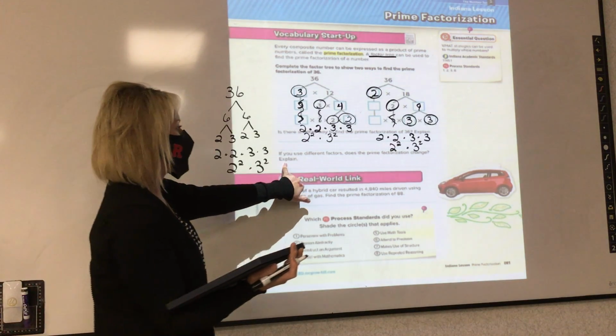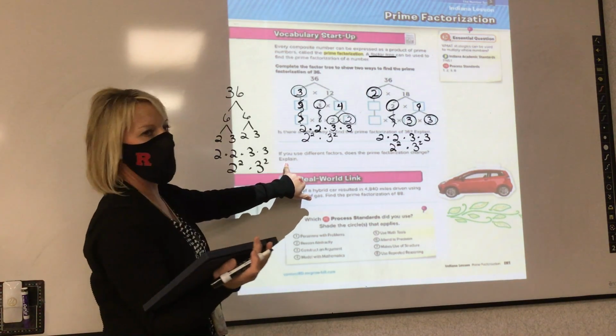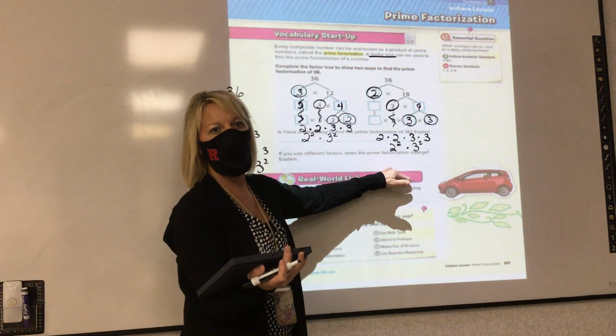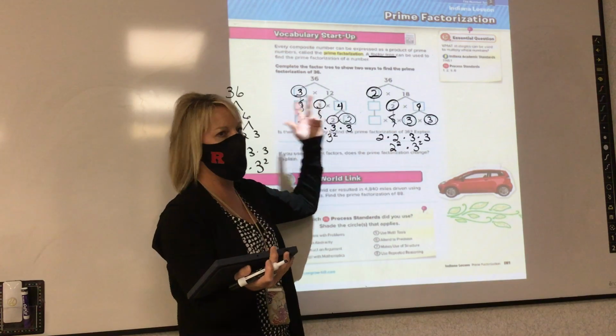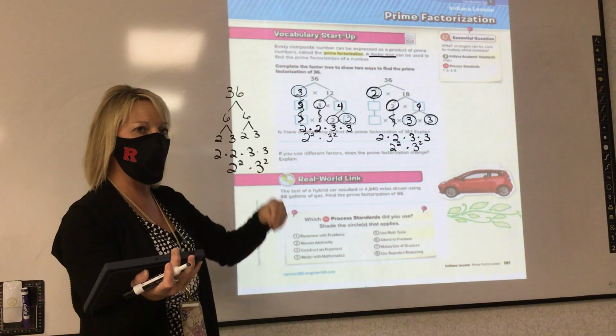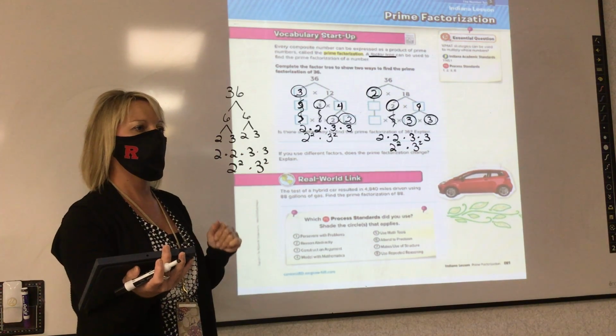It says, if you use different factors, does a prime factorization change? So did my final answer change? No, just like I explained last week. You can start with any two numbers as long as you keep factoring and keep going until they're all prime.